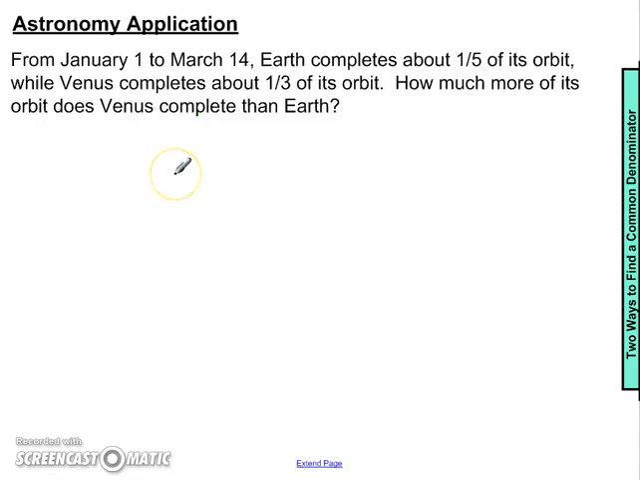So, from January 1st to March 14th, Earth completes about 1/5 of its orbit, while Venus completes about 1/3 of its orbit. How much more of its orbit does Venus complete than Earth? Which to me sounds like, well, if we're going to do how much more, more than is a subtraction thing. Okay, so 1/3 minus 1/5. So standard subtract your fractions type of a problem.